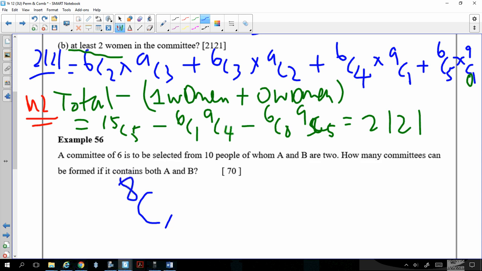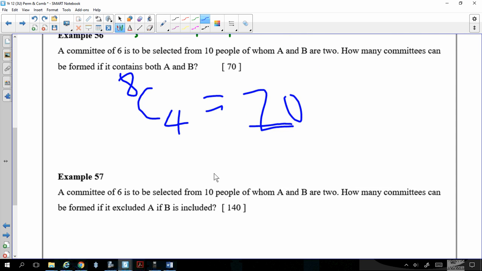It's the same question, but it says you must exclude A if B is included. Okay? I'll give you a clue. You have to do cases. There are 2 cases. Think about it. Give you a minute. We'll go through it. Okay, all right. So who wants to contribute? So who did it? Elle, did you do it?